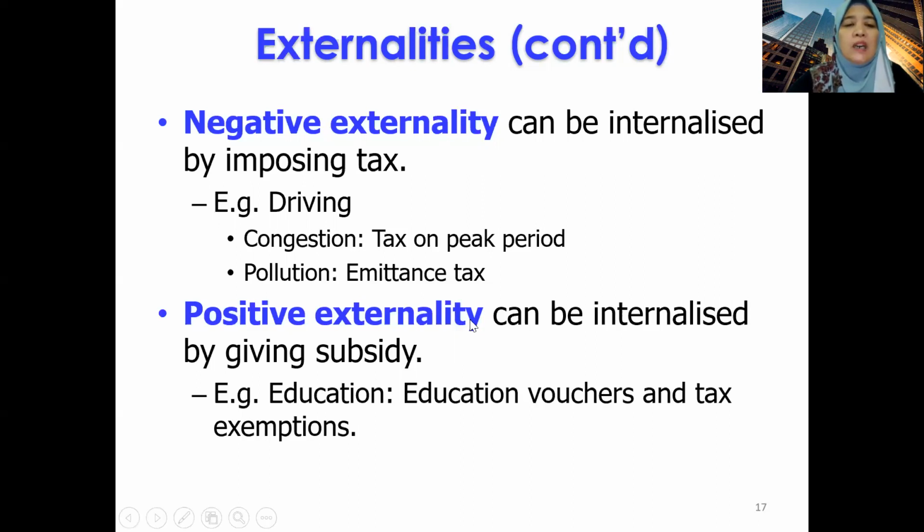Then positive externality. How does the government internalize it? Through subsidies. For instance, education vouchers, tax exemptions, and that's why in Malaysia, for instance, you have things like book vouchers for people who pursue their higher education. They may ask for tax deductions on their study fees, for instance. So tax exemptions on their fees.